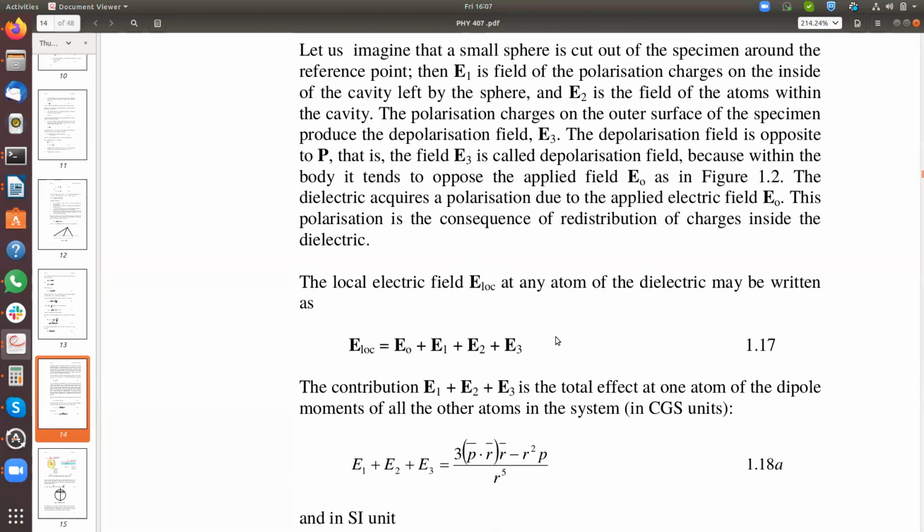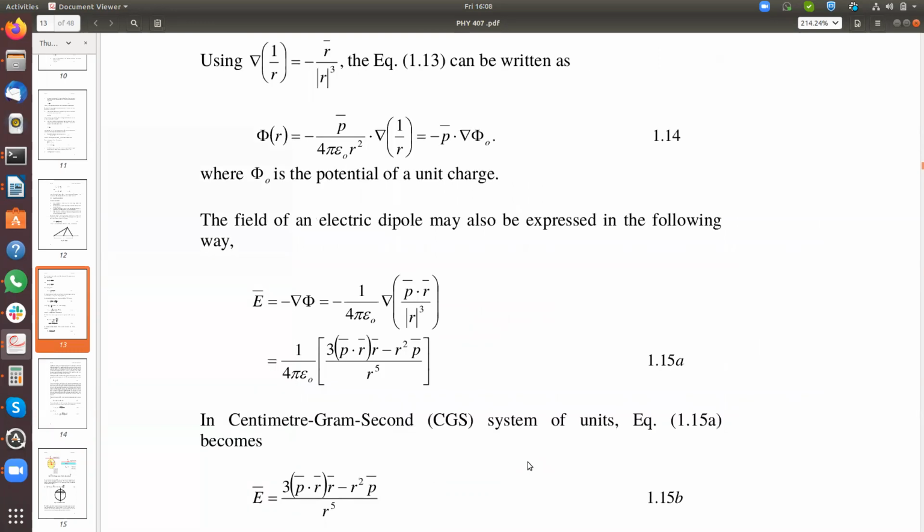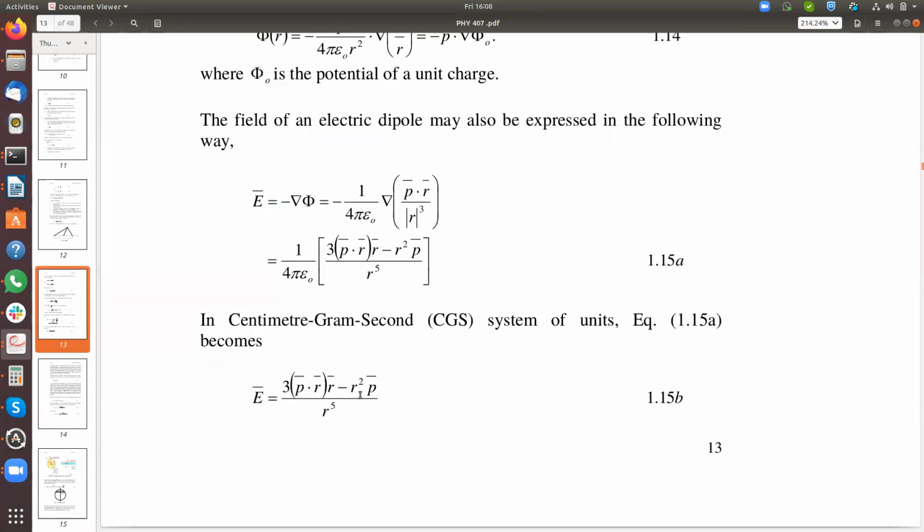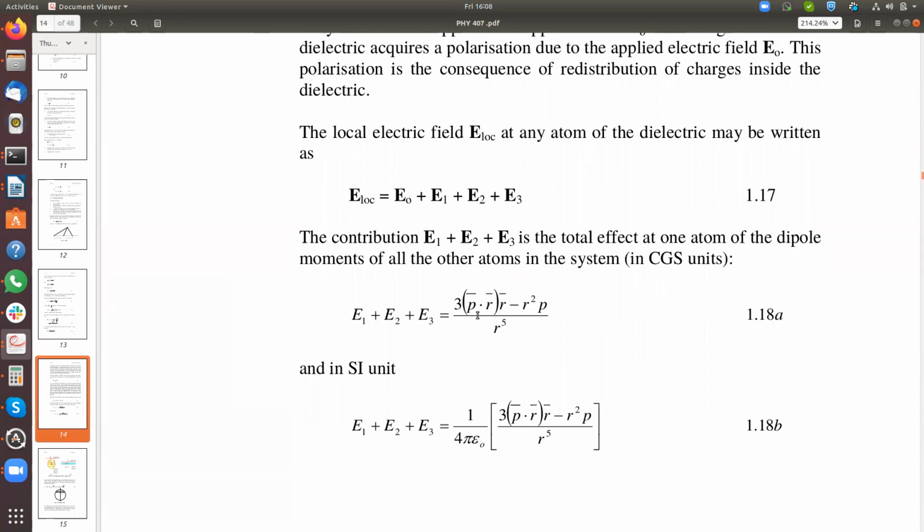So the total electric field, which we define as ELOC at any atom of the dielectric, may be written as ELOC equals E0 plus E1 plus E2 plus E3, because these are the fields acting at a given atom. So the composition of E1 plus E2 plus E3 is the total effect at one atom of the dipole. If you measure it in CGS units, it will be E1 plus E2 plus E3, which is defined as this. We have defined that from here. If you bring this in, we have this expression for E1.